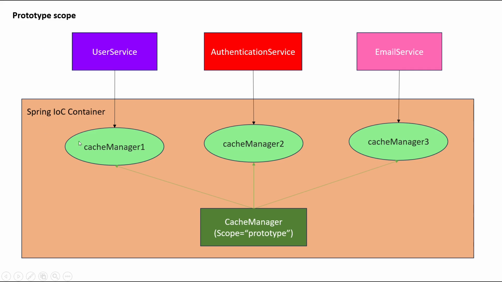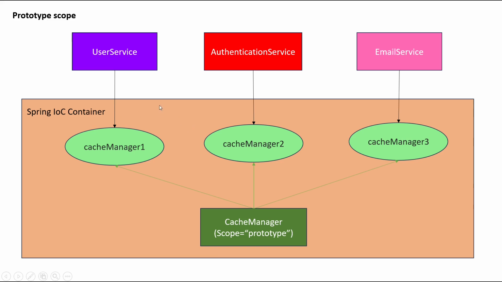Let's check this diagram. So for example, I have again the same user service, authentication service, and email service requesting the cache manager. This time they want different instances, let's say. Then if you define the cache manager scope as prototype, the Spring container will always create a new object. Let's say for user service, it creates an instance cache manager 1 from this cache manager class. When authentication service requests the cache manager instance, it creates a whole new object for authentication service and provides that object. And for email service also, it creates a new object again.